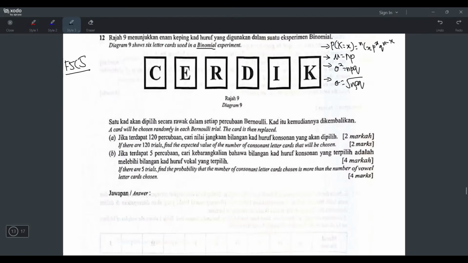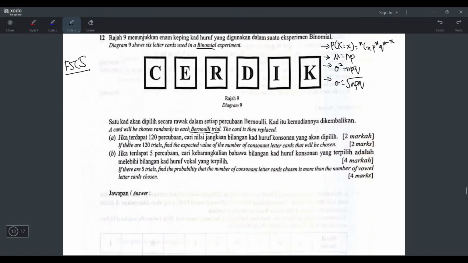A card will be chosen randomly in each Bernoulli trial. Okay, Bernoulli and binomial are the same thing. Bernoulli distribution is just another name for binomial distribution. All right, the card is then replaced. What's the meaning? It means with the CERDIK, I shuffle, and then I blindly take one card out. After I take one, I replace it back before the second selection.